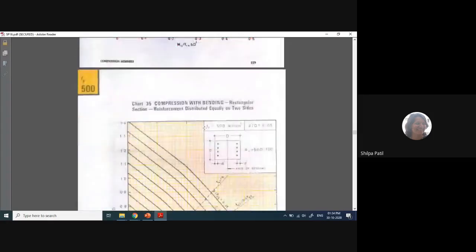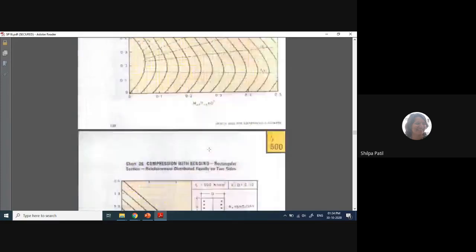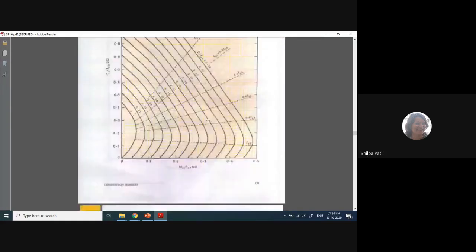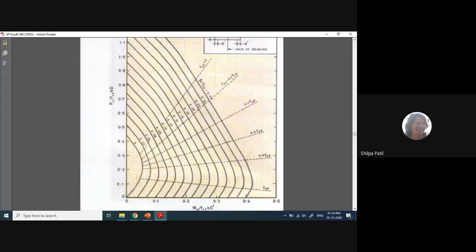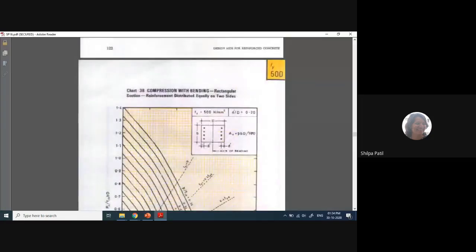Okay, and then next you'll find out for Fe500 grade steel. So this is d dash by d ratio 0.1, and 0.15 and 0.20. Okay, so 3 grades multiplied by 4 ratios, 12 charts are available for this particular arrangement of reinforcement.